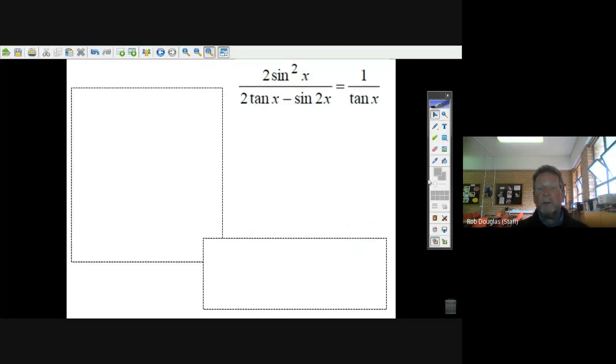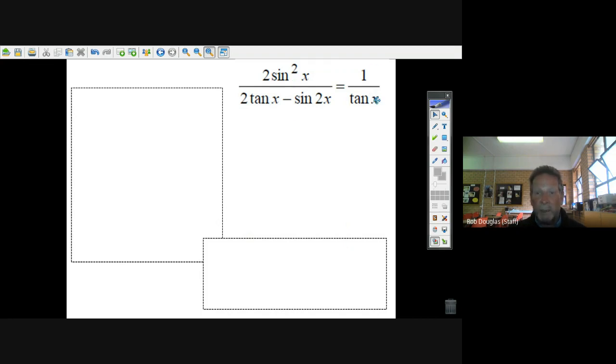Okay, the last question, we're going to try and prove this identity here: 2 sine squared x over 2 tangent x minus 2 sine of 2x equals 1 over tan x. Well, this is pretty simple here, just a tan x. You could replace it with sine over cos x, but you've got to start with one side, and it's almost always a good idea to start with the more complex side.